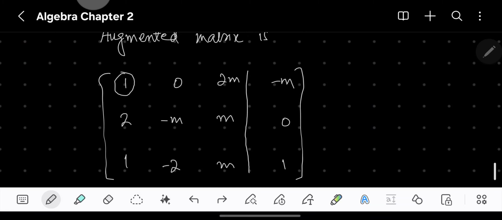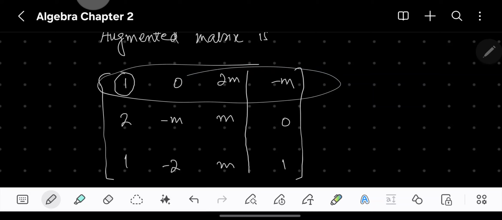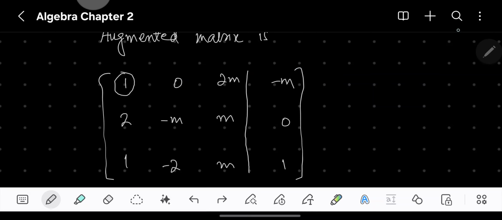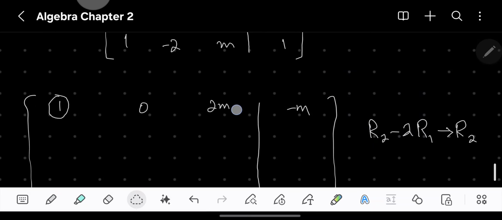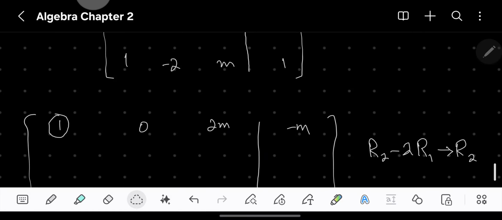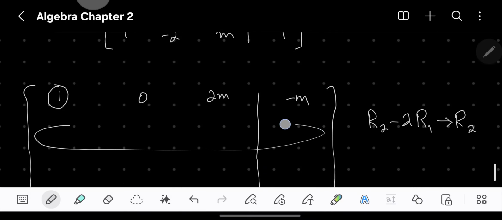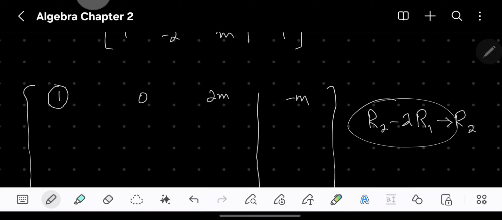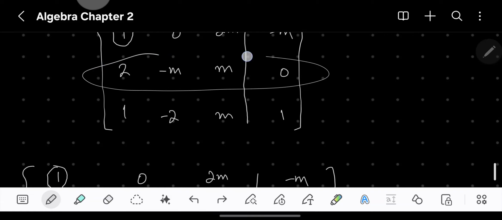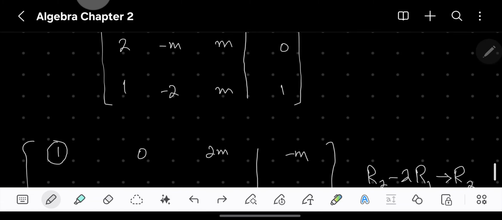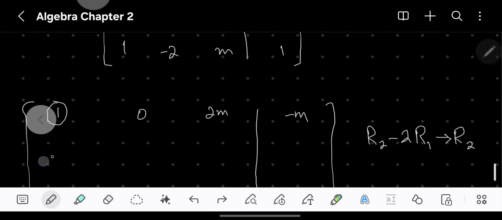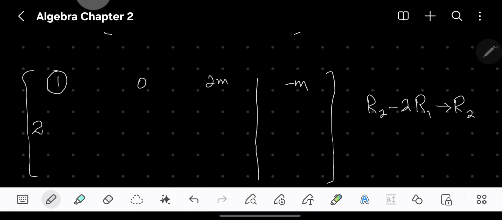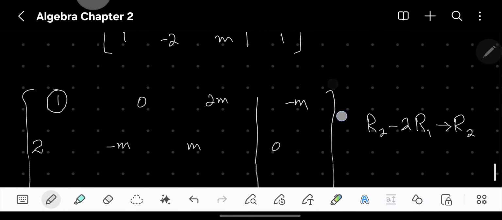When I'm applying changes in R2, that means the first row will remain fixed. So I have written R1 as it is, and here I have to write R2 minus 2 R1. So first of all, I will write R2. R2 is 2, minus m, m, 0. I will write 2, minus m, then m, then 0.